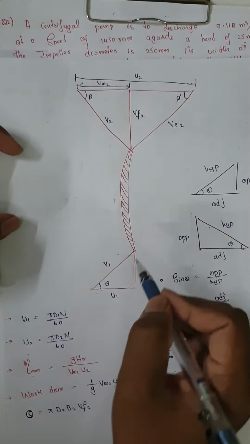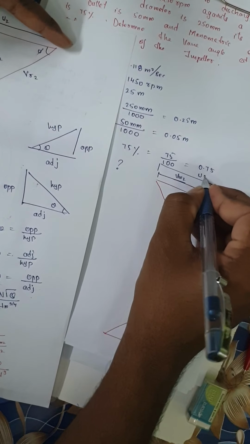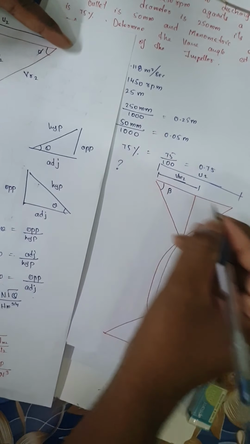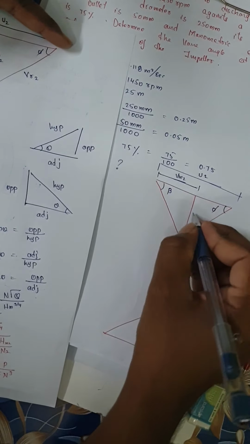This is the inlet. Now you have to label that from here to here. What is that? Vw2. Overall, from here to here, that one is your u2, this one is your beta, this one is your phi, this one is your Vf2, this one is your V2, this one is your Vr2. Next, this one is the V1, this one is the Vf1, this one is the theta, and this one is the u1, which is given.